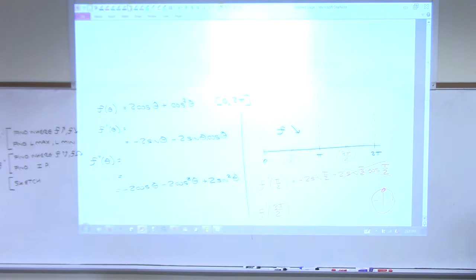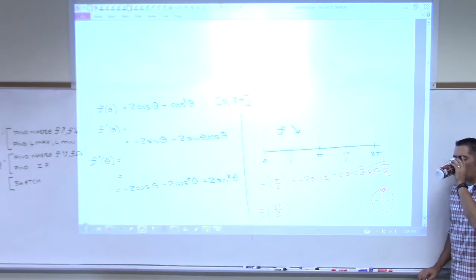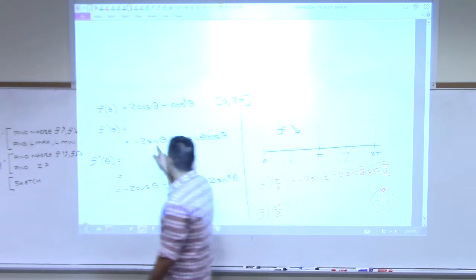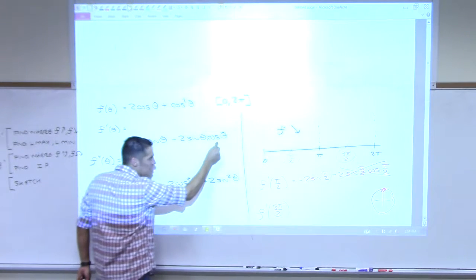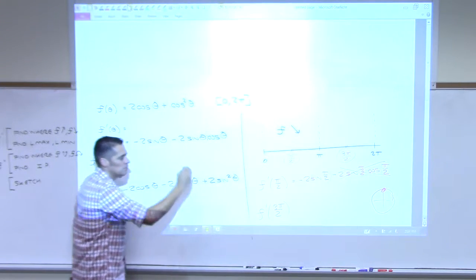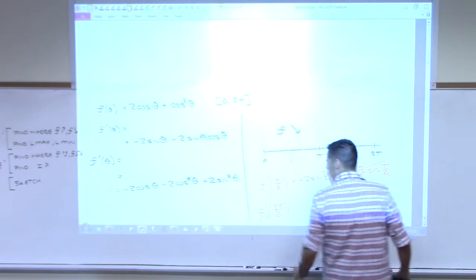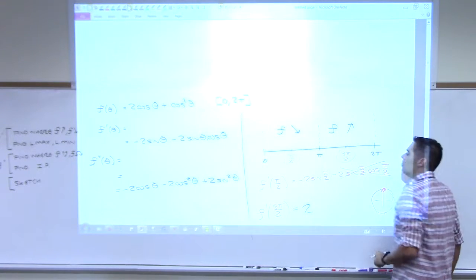Now you plug in 3 pi over 2. You tell me what you get. Positive 2. Because sine of 3 pi over 2 is -1. And then times -2, that's 2. And then when you do the cosine of 3 pi over 2, it's 0. Right, 3 pi over 2 is down here. Okay, so this is going to be positive 2, which means my original function is going up here. All right, that's it.